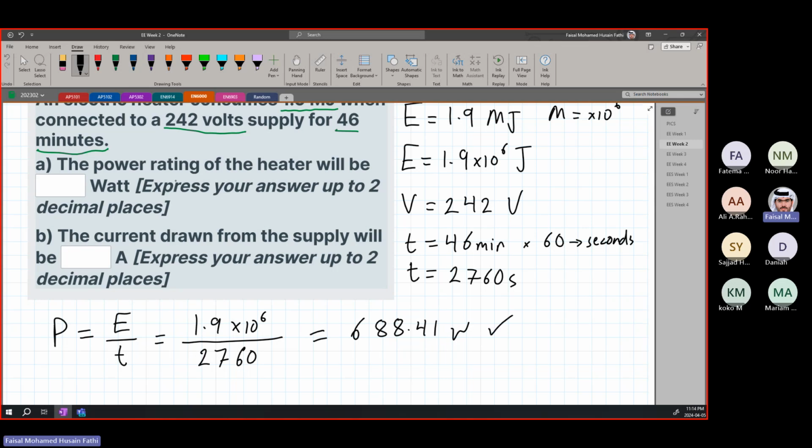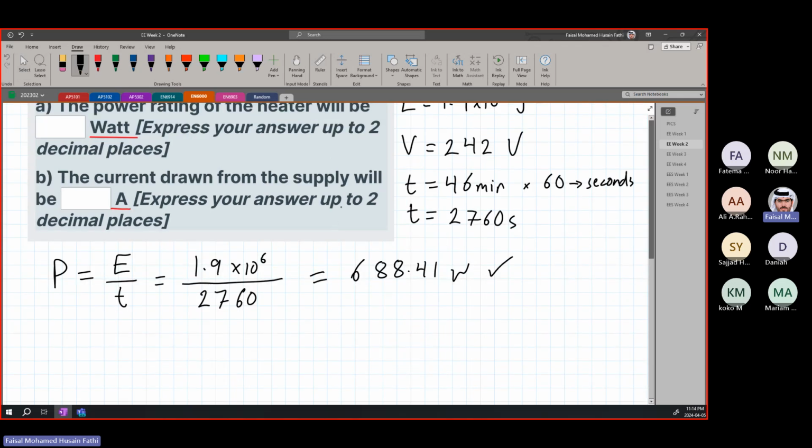Now it asks you: the current drawn from the supply will be in amperes. Pay attention, the most important thing in the question is how it asks for the units. Here it is asking for watts, and here it is asking in amperes. We found the power answer in watts. Now we want to find the current in amperes. How do we know the relation between power and current? Power is equal to I times V.